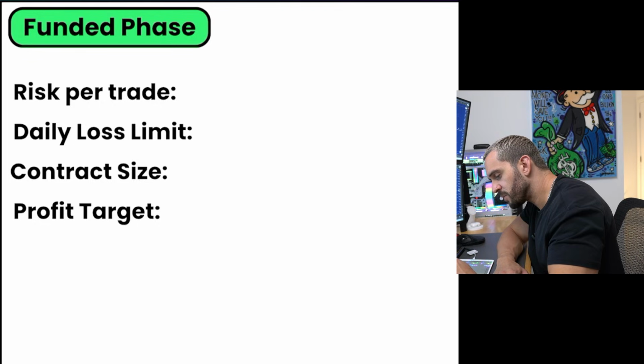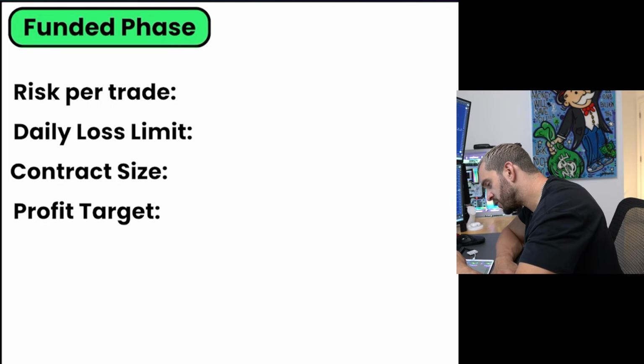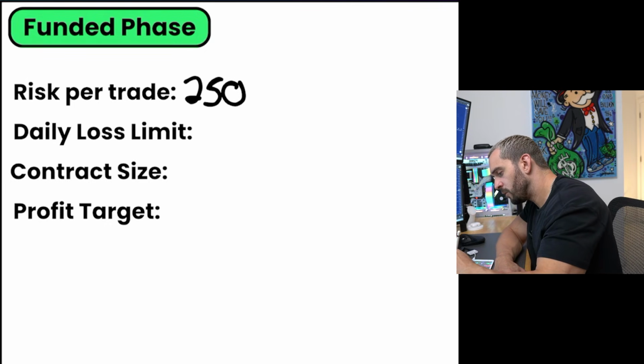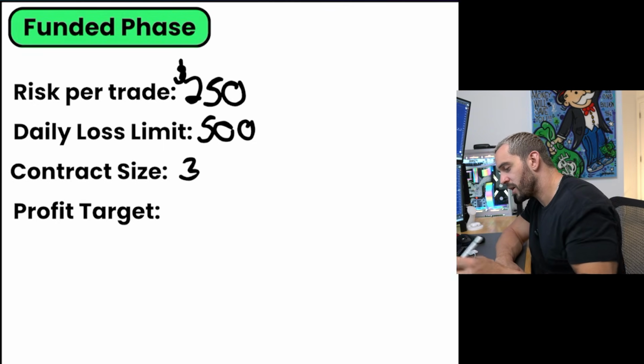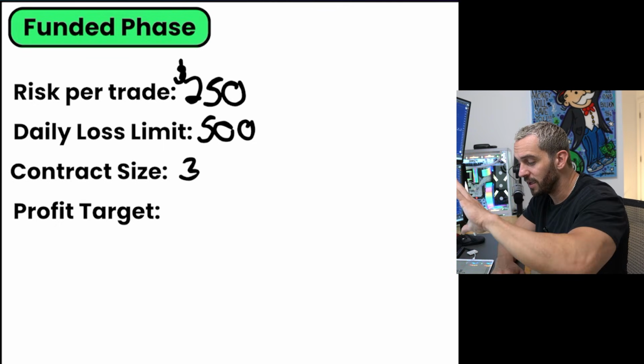So for risk management, when you're in the funded phase, you don't really have to change anything, right? So we're gonna pretend you're still using this 50K account. We'll keep the risk per trade at 250, great. We're gonna keep our daily loss limit at 500, and we already know that we need to take 3 contract sizes. So the risk management there is done.